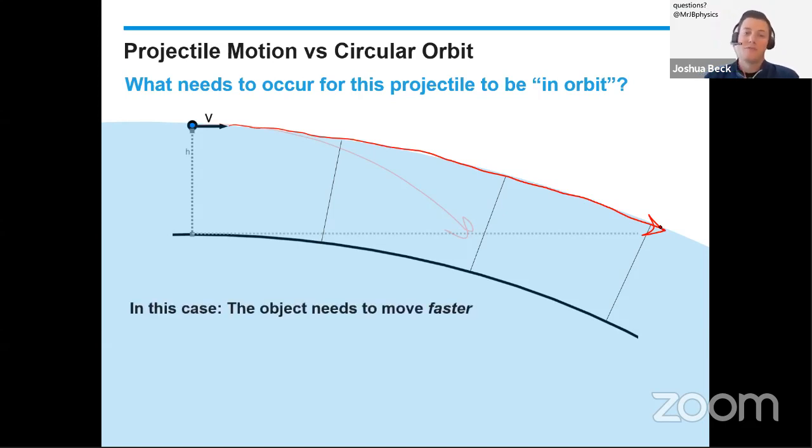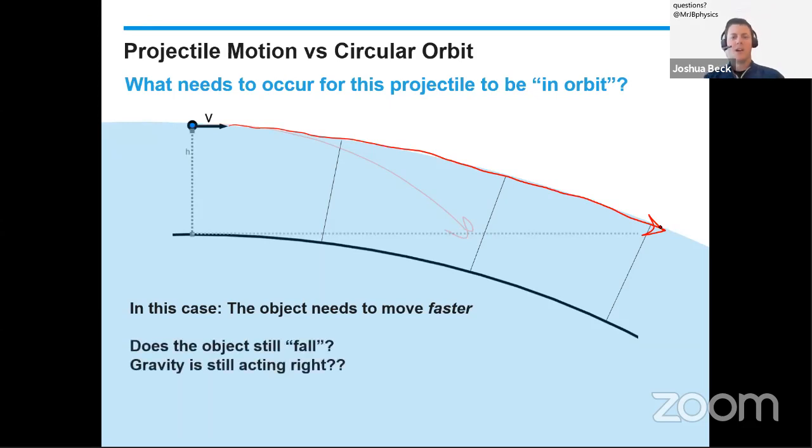Now, in order to go from that initial curve to this one that I just drew along the blue shadow, this object would need to move faster. Now you might think, well, how is this orbit possible? Doesn't the object still have to fall? Isn't gravity still acting on it? Well, yes, of course it is.